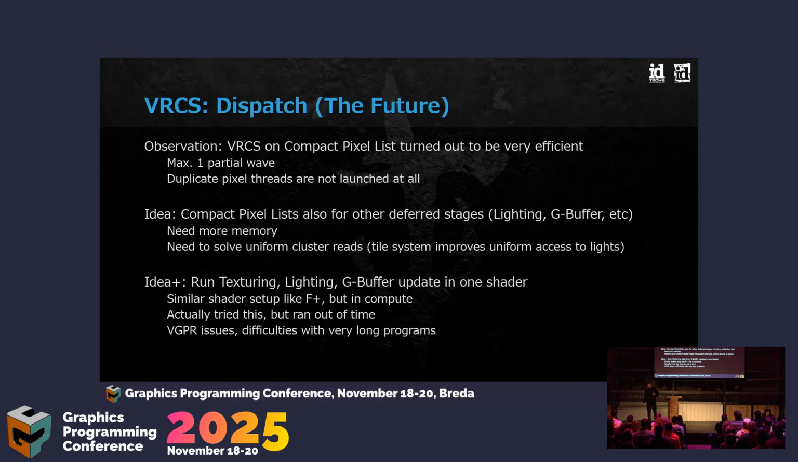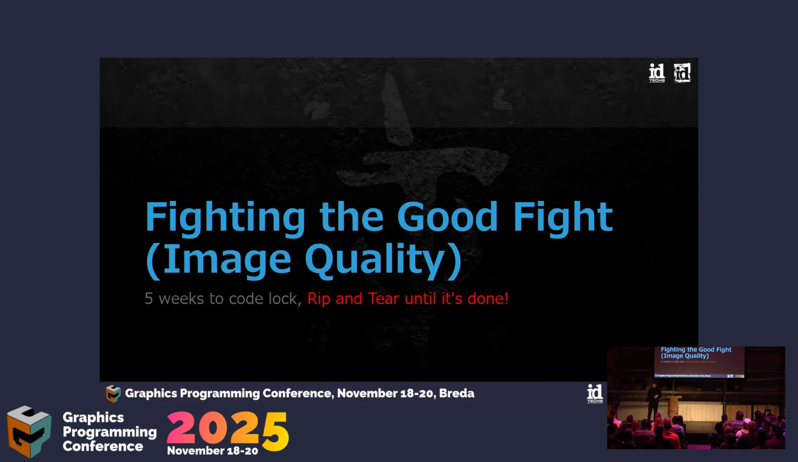It would be a bigger change from what we have now, so we didn't explore this any further, but this is definitely something for the future. Another idea was just to run texturing, lighting, gbuffer update in one shader again. This would be a similar setup like F+, but in compute. We tried this, but it was a little bit slower than what we have now, and we ran out of time, so we didn't explore it any further, at least not for the launch, but we will definitely look into that. Again, putting too many features into the same shader gives us VGPR problems and occupancy issues, and so forth.